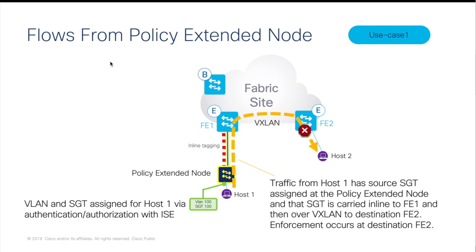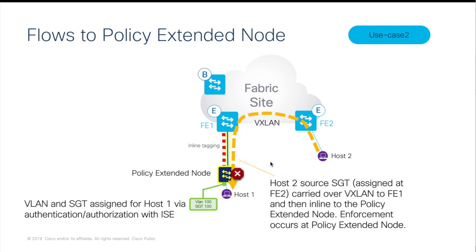So this is a flow from the policy extended node. So when endpoints are connected and authorized and assigned an SGT, when traffic flows from the policy extended node up to the fabric edge and across VXLAN, the SGT is carried inline from the policy extended node in the CMD field up to the fabric edge, and then is carried across VXLAN to the remote fabric edge where there's egress enforcement.